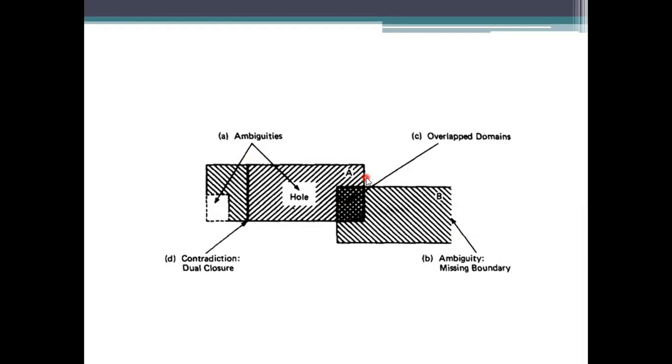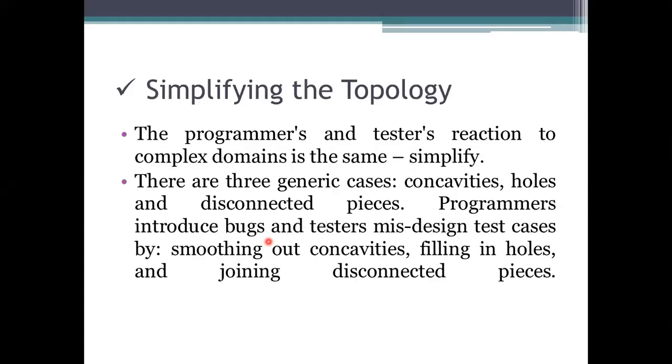Means we should know from where it has been starting. And coming to the next one, contradiction, which is considered a dual closure. Means the domain must not be split for processing. Okay. And coming to the next one, simplifying the topology.